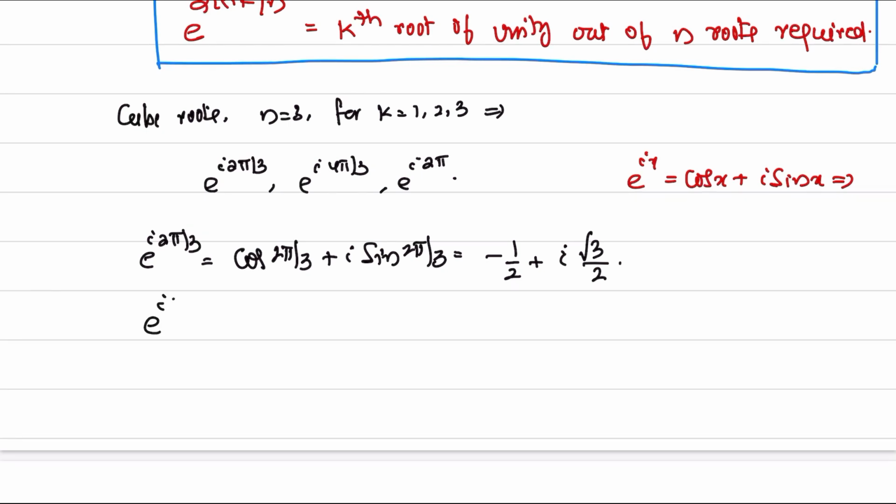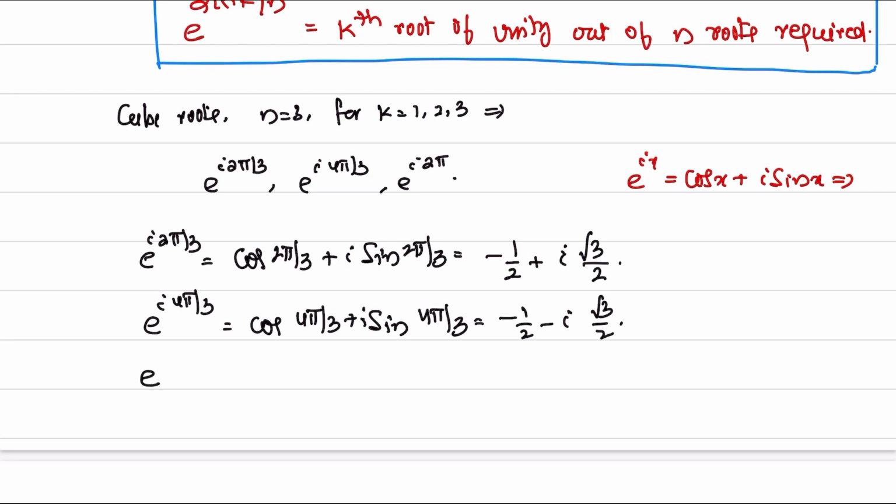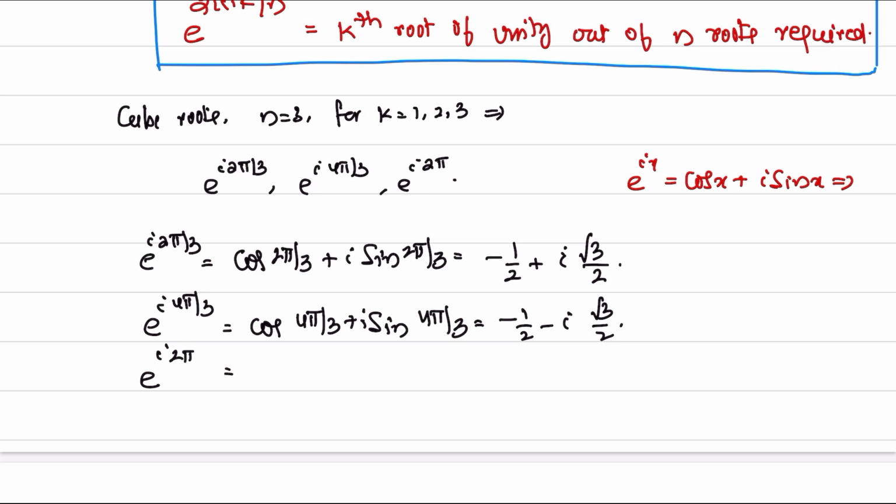e to the power of i into 4 pi by 3 is equal to cos 4 pi by 3 plus i into sin 4 pi by 3, that is equal to minus half minus i into root 3 by 2, and e to the power of i 2 pi is equal to cos 2 pi plus i into sin 2 pi, that is equal to cos 2 pi is 1, 1 plus 0, that is equal to 1.